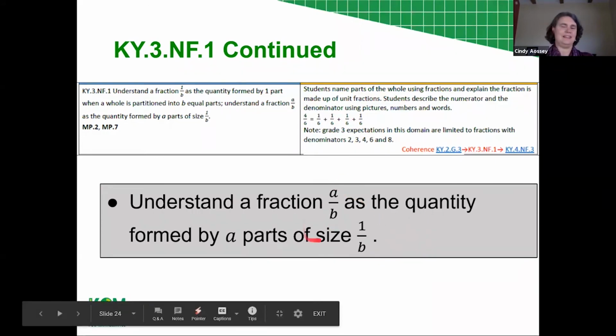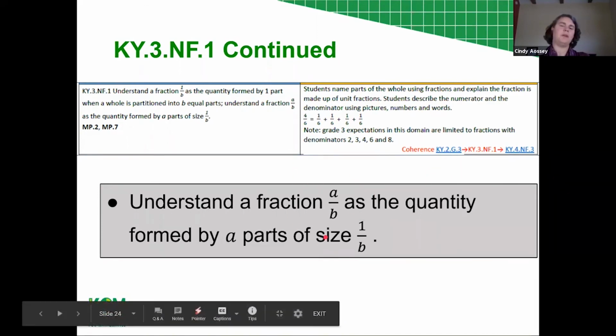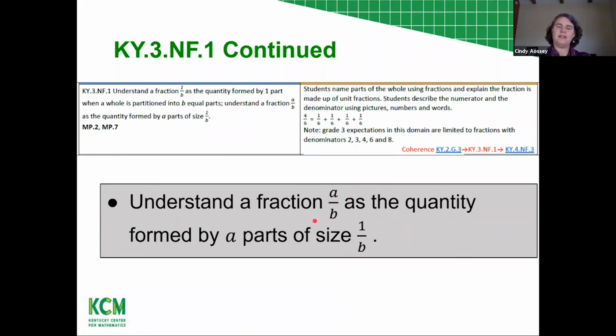Well, I gotta tell you, I always heard it as 3 out of 4 parts. That's how 3/4 was read to me and how I worked with it for a really long time. But they're saying that's not exactly how we want to talk about it. What we want to be attending to and reading that fraction 3/4 is that it's formed by having 3 parts of size 1/4. So if I know what 1/4 is, then 3 of those is my 3/4.